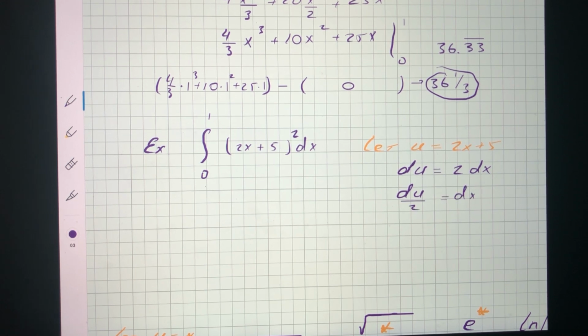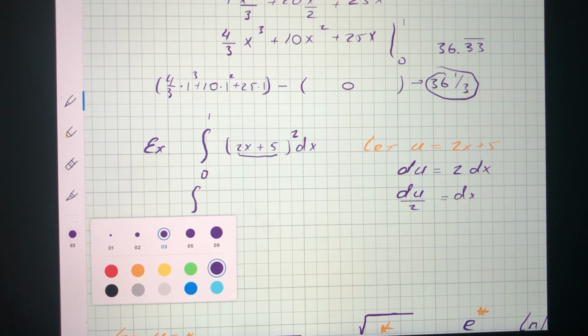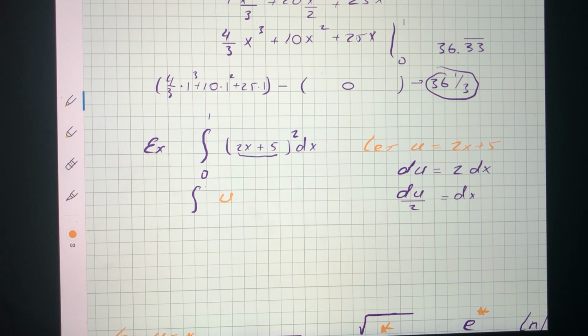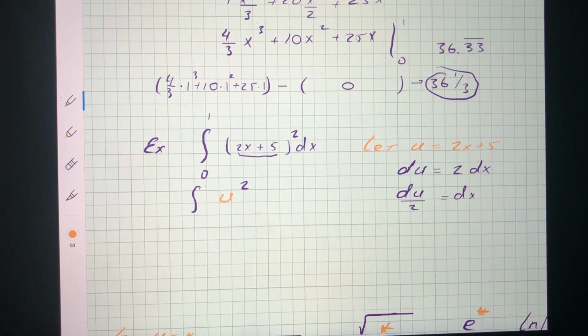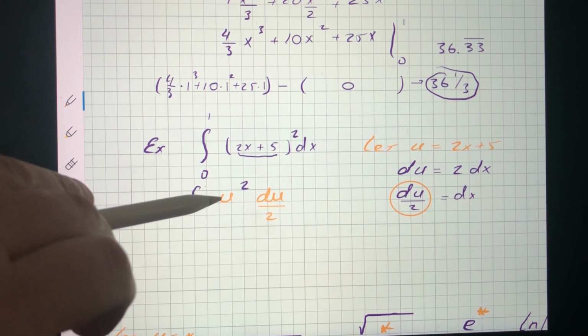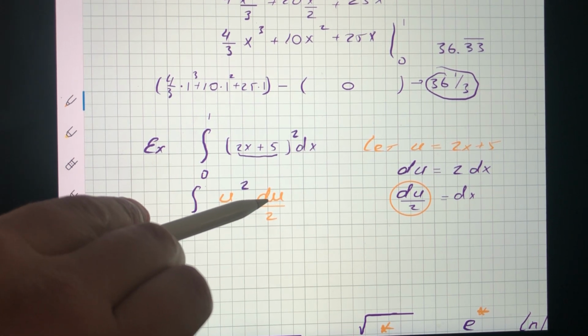So now we're making the substitution. We have the integral, the inside is now called u, so let's make it u. We still have squared, and then the dx is now called du over 2, so let's put that in. Now we have replaced all of our variables, they are now called u, there is no more x.